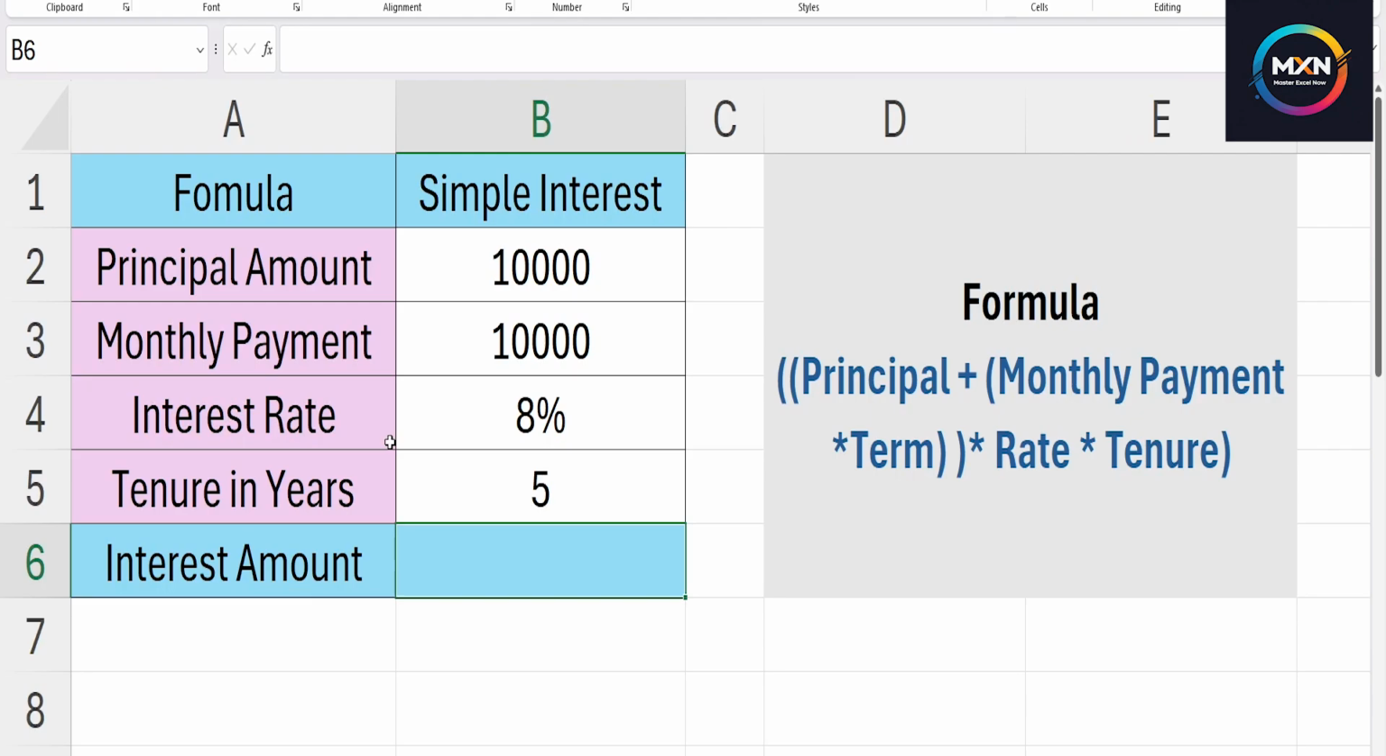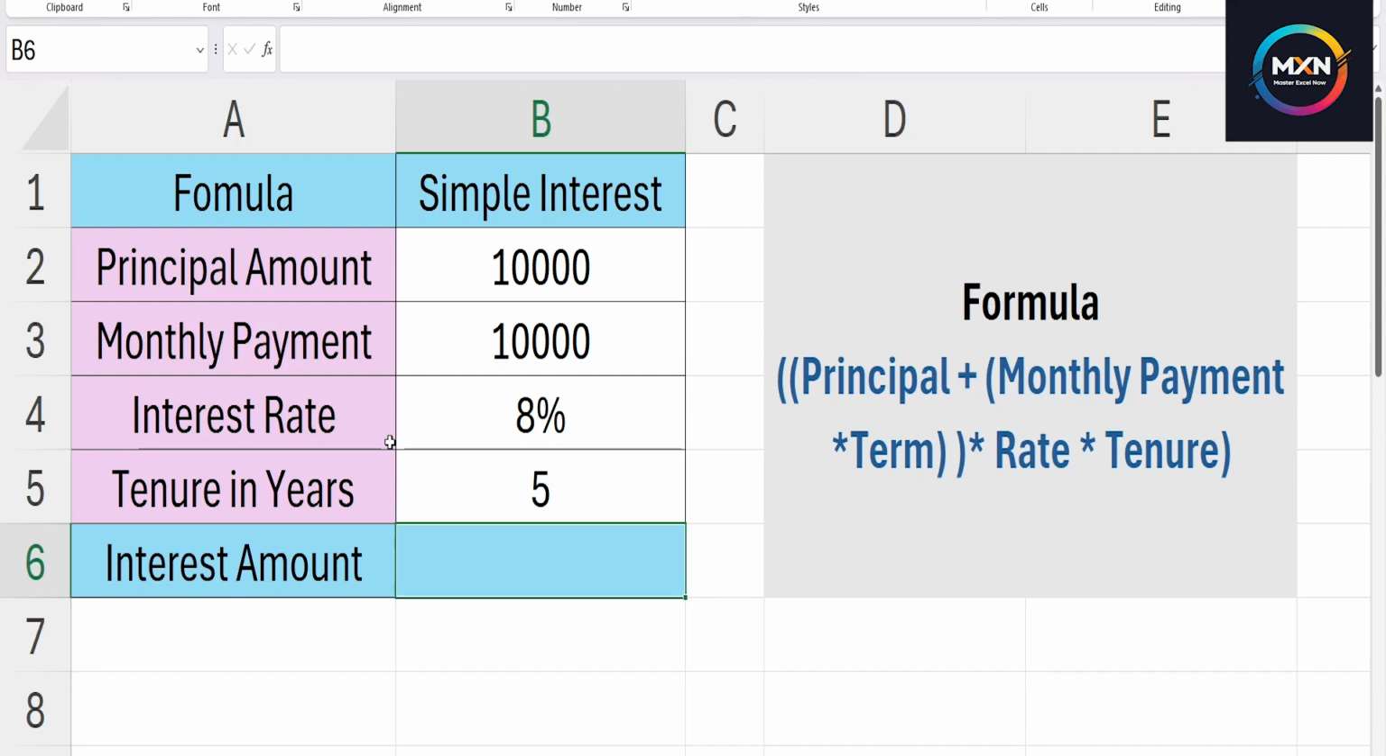So next we have is when we have to calculate simple interest on an investment which is going to be monthly. So here we have a situation where we have invested 10,000 at the beginning of the investment term, and then we have an investment term of 5 years where we are going to invest 10,000 every month, which is 60 payments, 5 into 12, 60, at an interest rate of 8%.